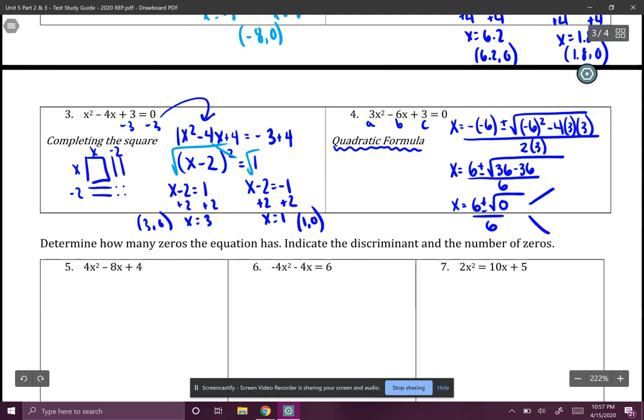Let's split up into two problems now. We're going to have x equals 6 plus the square root of 0, which is just 0 over 6. And x equals 6 minus the square root of 0, which is 0 over 6. Well, this was easy. Look, we're going to have the same answer. 6 divided by 6 on both of them, and that makes 1. So our solution here is 1, 0.